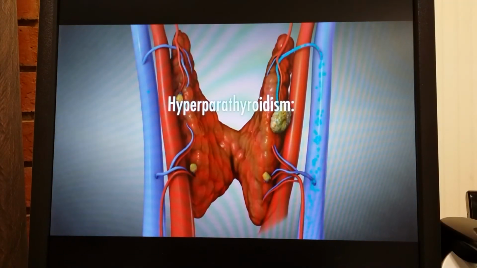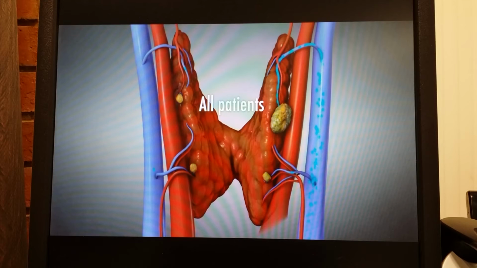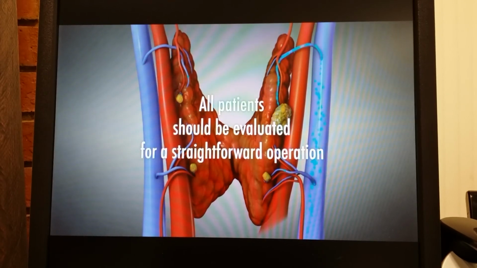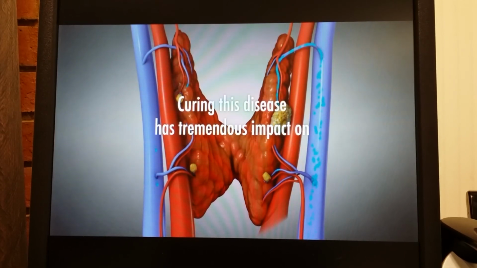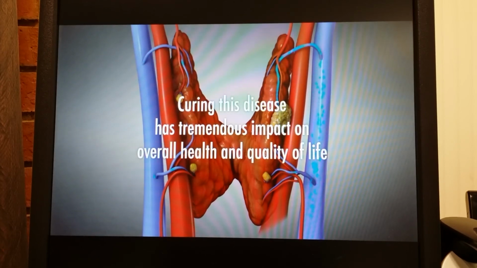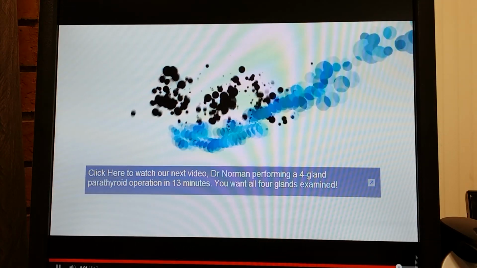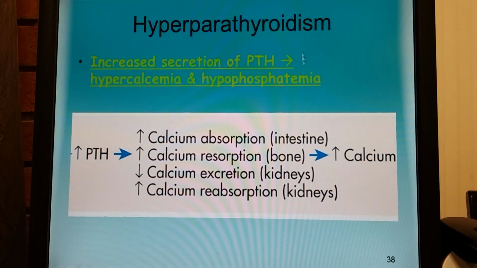Hyperparathyroidism is a disease that typically makes people feel bad while it slowly destroys their body. All patients with hyperparathyroidism should be evaluated for a straightforward operation to remove the parathyroid tumor. Curing this disease has a tremendous impact on a patient's overall health and their quality of life. Download the Parathyroid Diagnosis app.